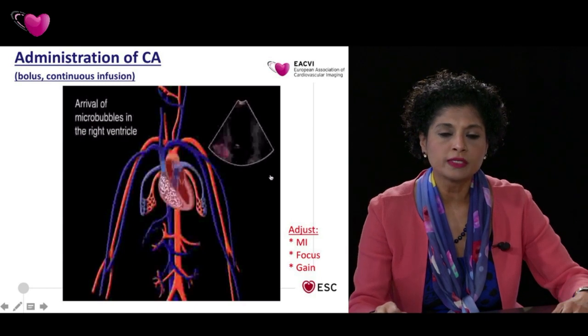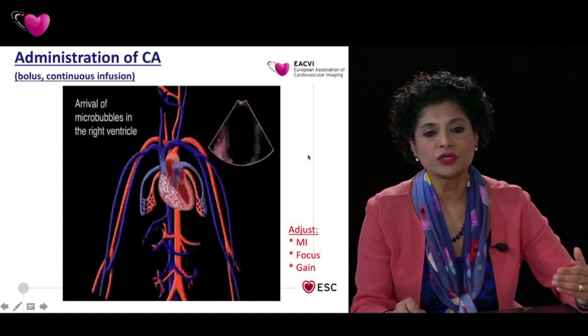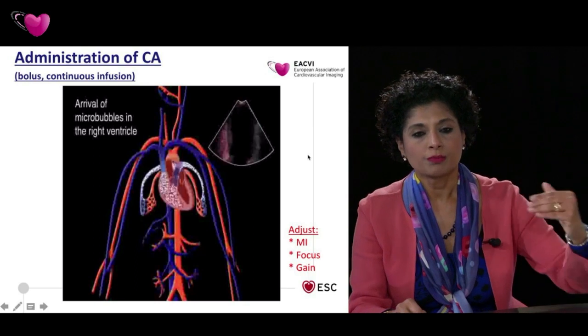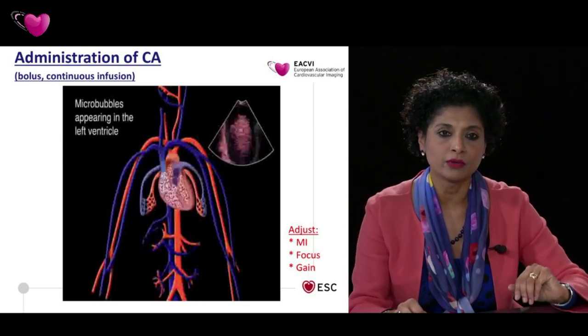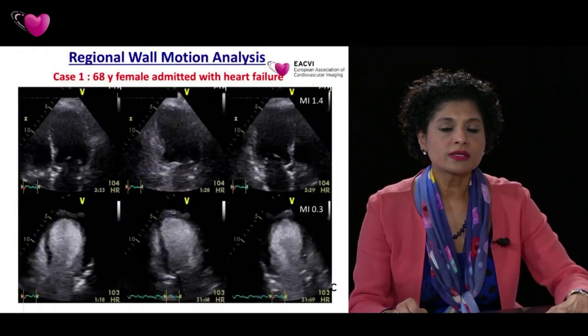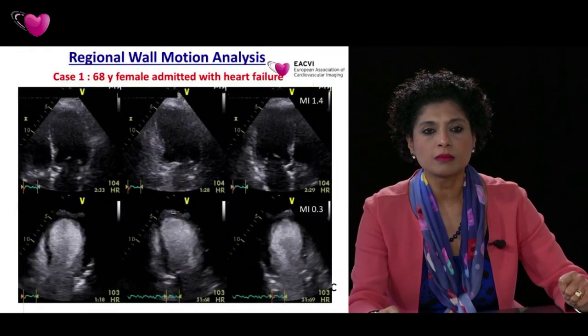Now, this is an old cartoon which shows the journey of the contrast bubbles, passage through the lungs and into the myocardium, into the cavity and the myocardium very well. Now let's look at some examples. This is my first example.